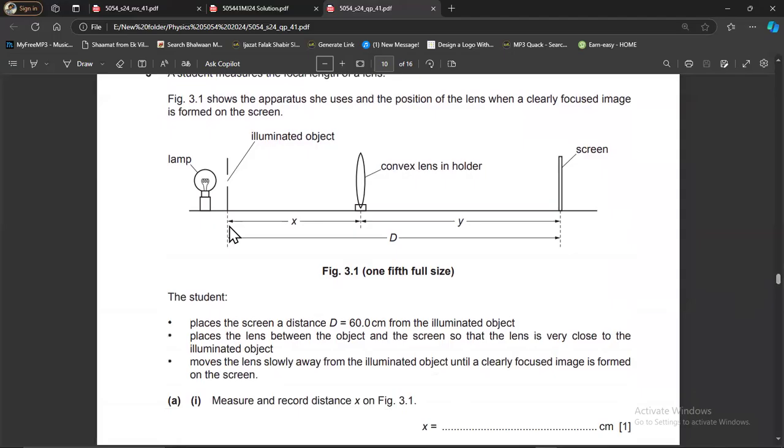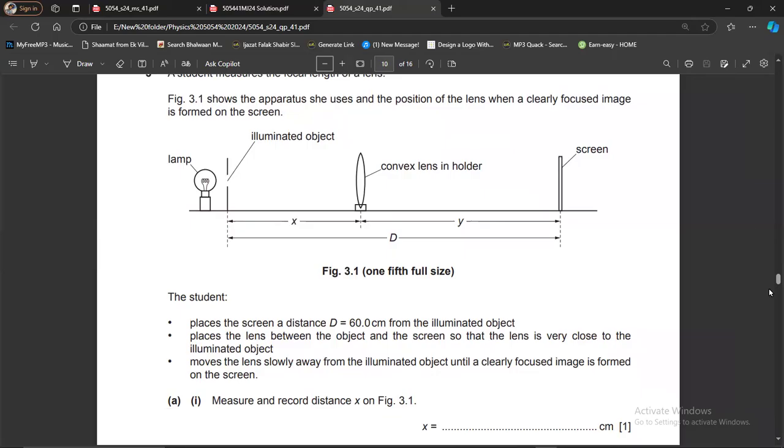The distance between the object and the lens is called x. The distance between the screen and the lens is y. The total distance between the object and the screen is d. The student placed the screen at a distance d equals 60 centimeters from the illuminated object. The student places the lens between the object and the screen so that the lens is very close to the illuminated object, then moves the lens slowly away from the illuminated object until a clearly focused image is formed on the screen.